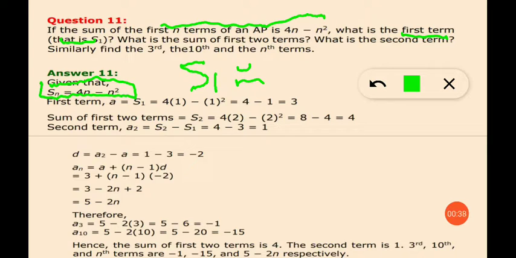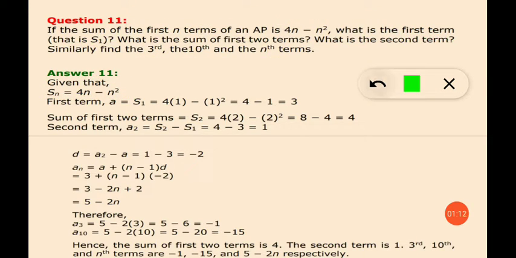S1 is the sum of one term, that is A1. So S1 is equal to A1. Next it says, what is the sum of the first two terms? Which means we have to find S2. We have to find A1, we have to find S2, and then the second term, A2 also. Similarly, we have to find the third, 10th and nth term. Got it, students? In this question, we have to find so many things.